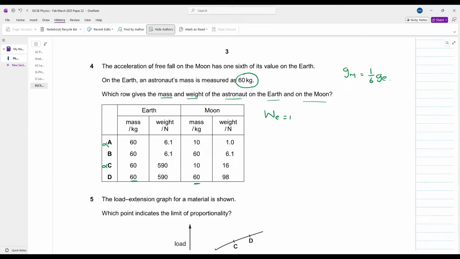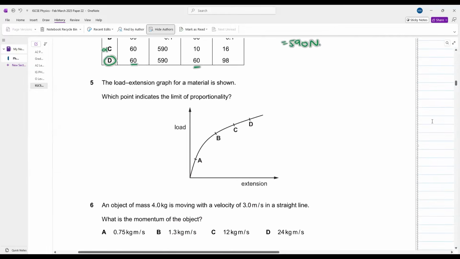How will the weight on Earth come? Mass times gravitational field strength of Earth. Mass is 60. Gravitational field strength of Earth is 9.8. Can you calculate the weight? That comes out to be 588 Newton, which is rounded off to 590 Newton as your weight on Earth. D is your answer. Simple. Nothing complicated here. We did not complicate anything. Let's further move ahead.